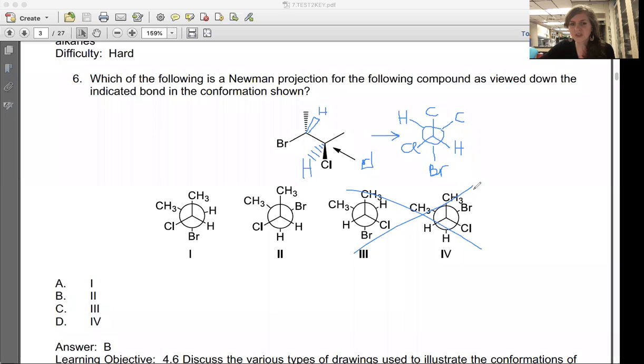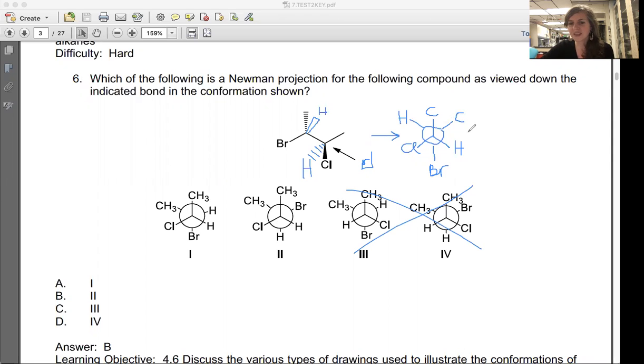Now, we have to choose between answers 1 and 2. If we look at answer 2, you'll notice that it doesn't quite have the same positioning in the back carbon. However, quick shortcut, we're noticing methyl goes to bromine, goes to hydrogen in a clockwise fashion, okay? If we look at our structure, methyl to bromine to hydrogen is also clockwise. This is the same answer, okay?